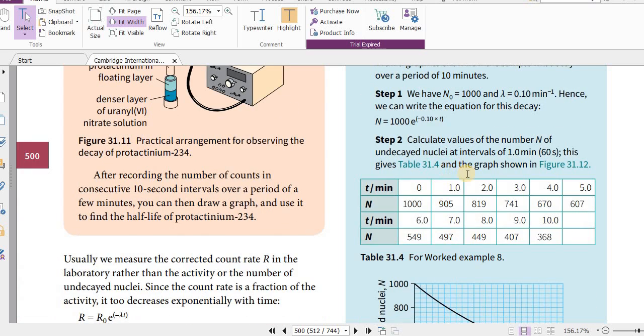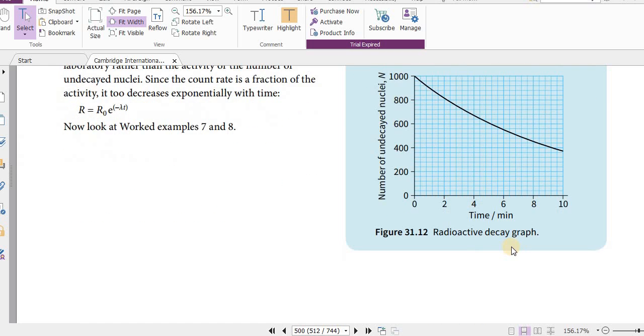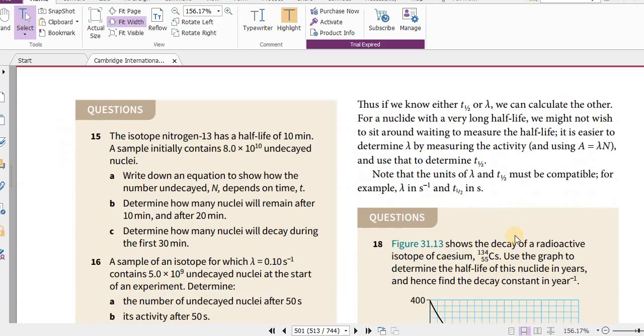So minutes and minutes cancel, the power should not have a unit finally. So for it to not have a unit, both the lambda and the t have to have consistent units, which means if t is in minutes, then lambda has to be in per minute. If t is in seconds, lambda has to have the unit per second. So the units cancel out. Calculate the values of the number n of undecayed nuclei at intervals of 1.0 minutes, 60 seconds. This gives a table. Okay, so I think this part is very clear. After that you can plot the graph, number of undecayed nuclei n versus time, the radioactive decay graph.